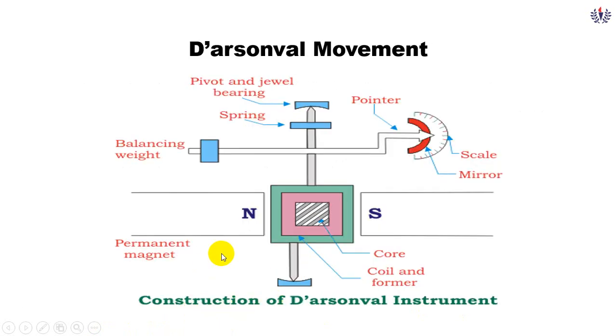Here you can have a little bit clearer view of it. Here you can see the permanent magnet and former. Over that, the coil is wound, and it is mounted on a spindle along with the pivot and jewel bearing. Here you can see the spring control to produce the controlling torque. Here is a balancing weight for the pointer. There is a pointer, and it is moving over a scale.